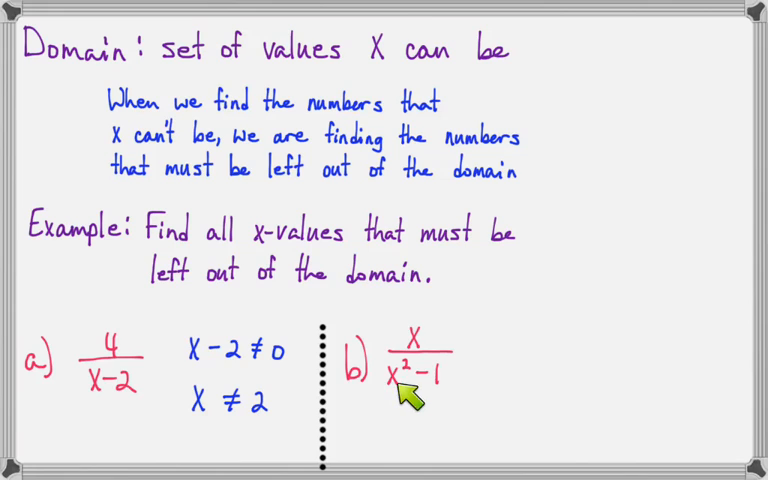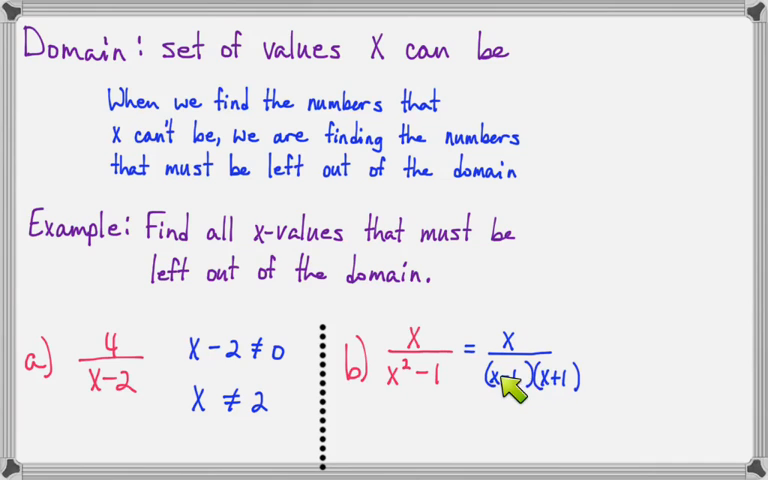In this part B example, we have x over x squared minus 1. And again, we cannot let the denominator equal 0. Notice that it doesn't matter what the top equals, but the denominator cannot equal 0. So in this case, because I have x squared, I'm going to factor that denominator. It's a difference of squares, so it will factor into x minus 1 times x plus 1.